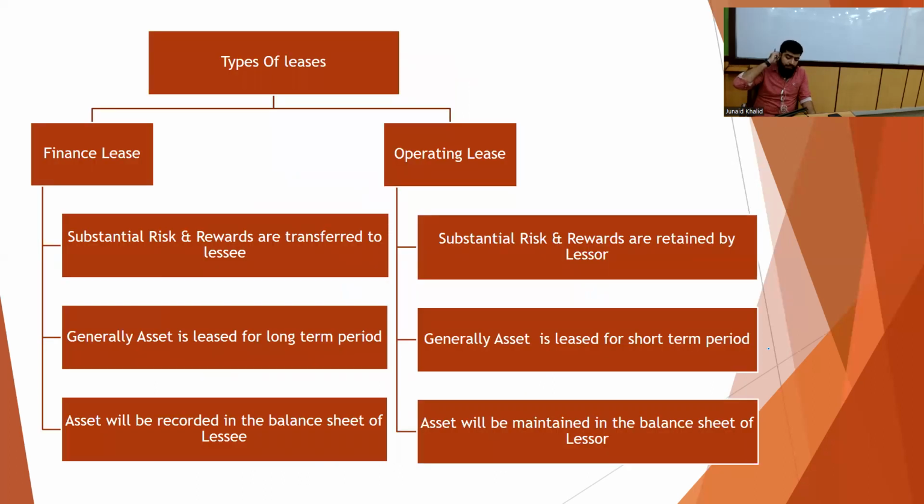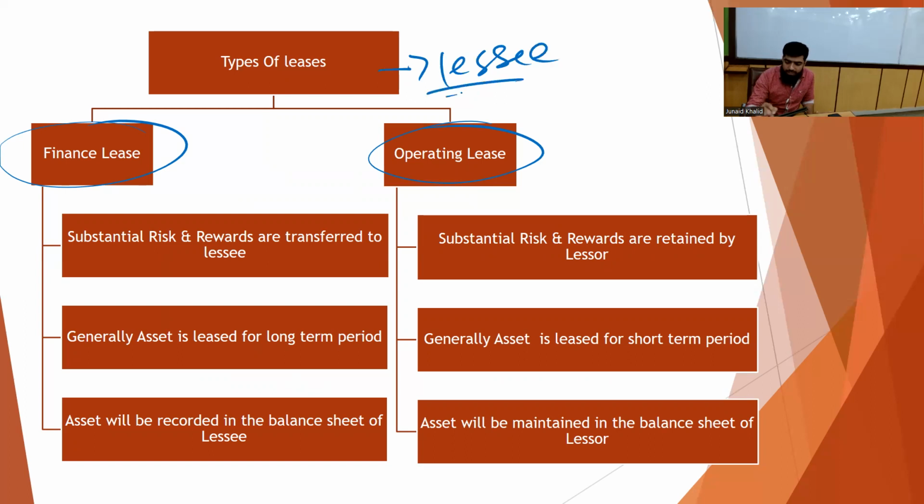Types of leases. IFRS 16 specifically identifies two types of leases. Number one, the finance lease, and number two, the operating lease. And remember, we are just here to discuss the lessee accounting, so we'll discuss each and everything with respect to the lessee.